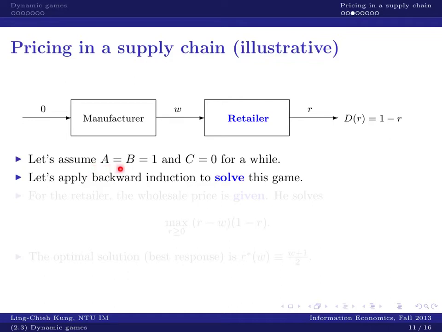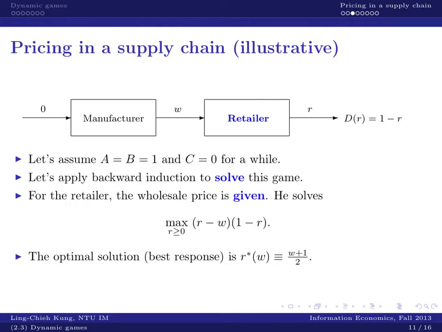For simplicity, let's assume that A and B are just 1 and C is 0 for a while. We're going to use this illustrative example to show you how we may solve this game and to get some intuition there. We also prepared the general case, the general derivations, later in these slides. Under this simplification, D of R, the demand function, is just 1 minus R. Now let's see how we may use backward induction to solve this game.